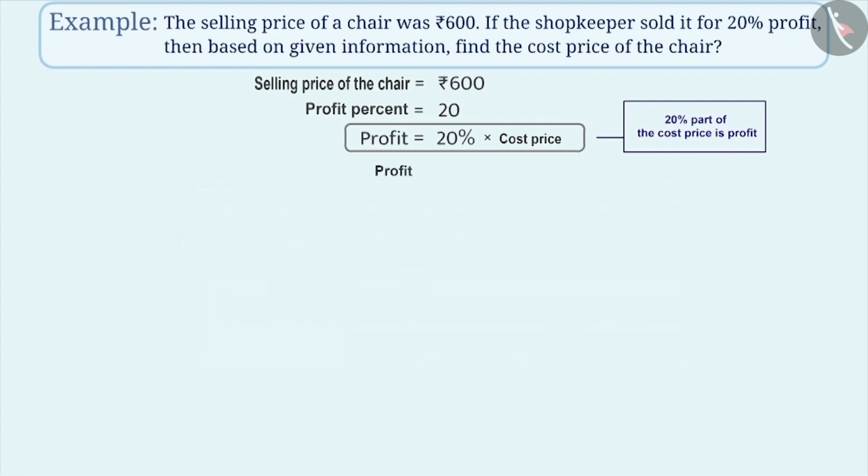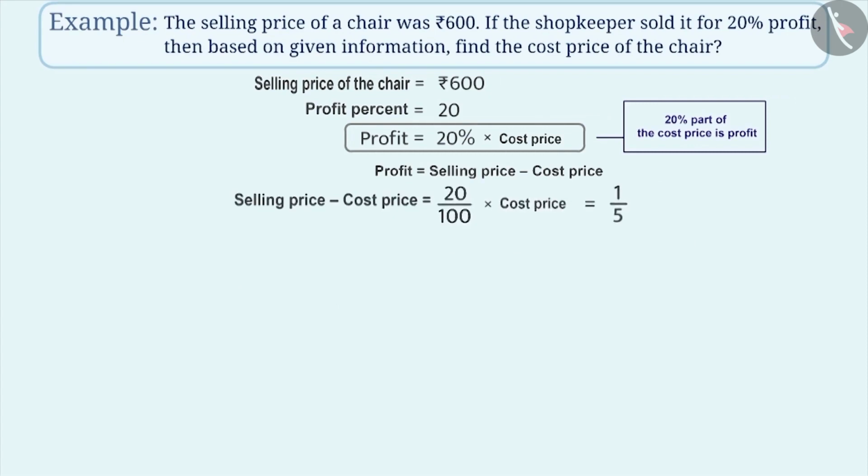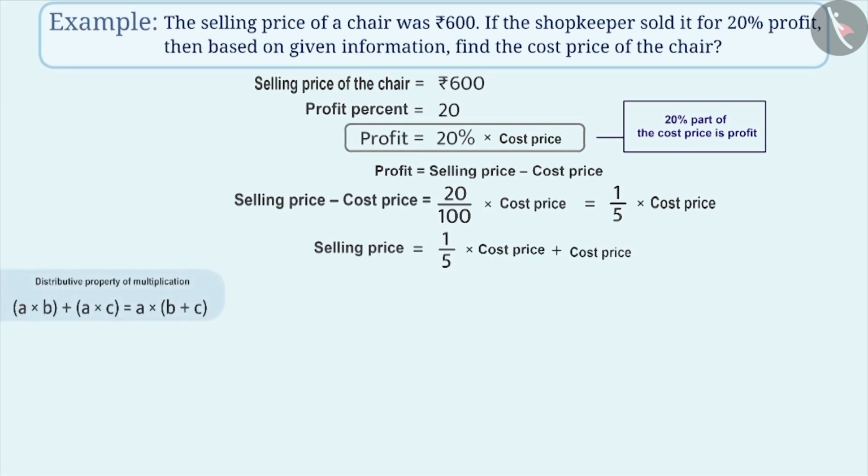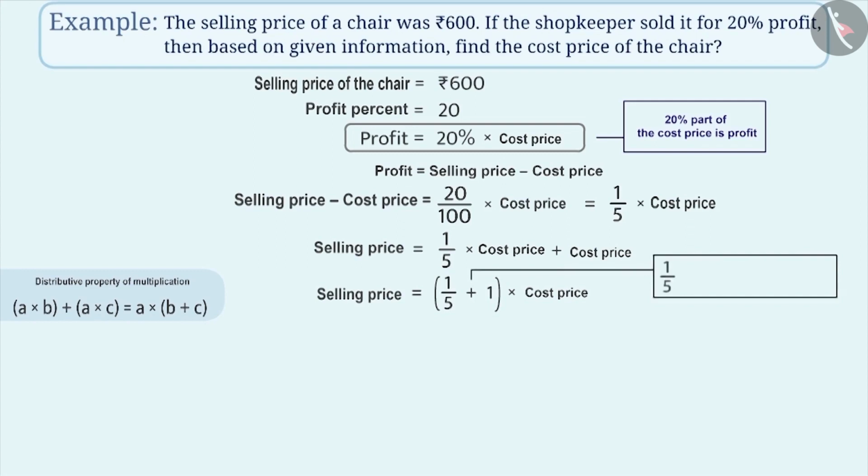You already know that profit is equal to selling price minus cost price. So, we can say that selling price minus cost price is equal to 20 by 100 into cost price, which is equal to 1 by 5 into cost price. We can rearrange this and write it as selling price is equal to 1 by 5 into cost price plus cost price. Now, using the distributive property of multiplication, if we write cost price outside the bracket, then inside the bracket we get 1 by 5 plus 1.